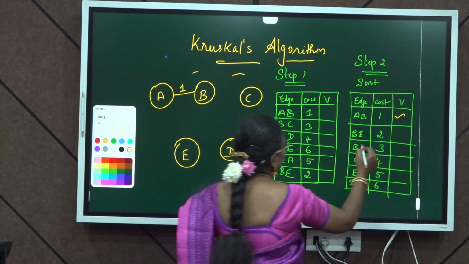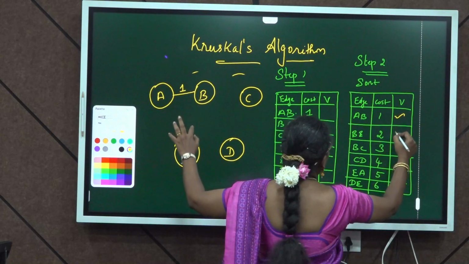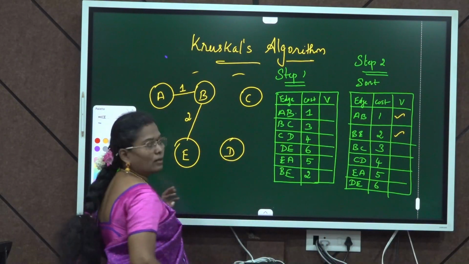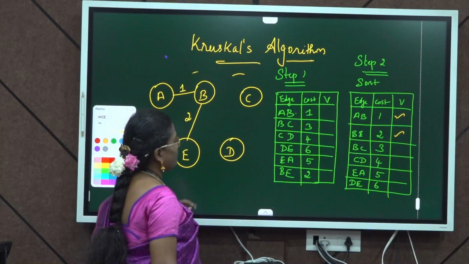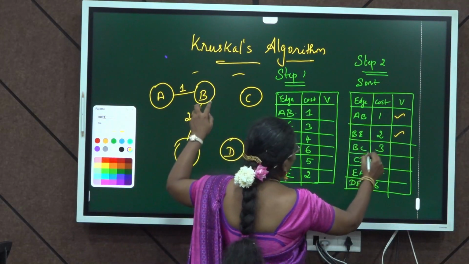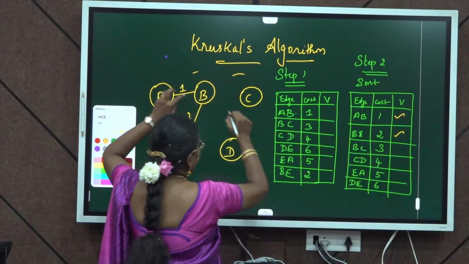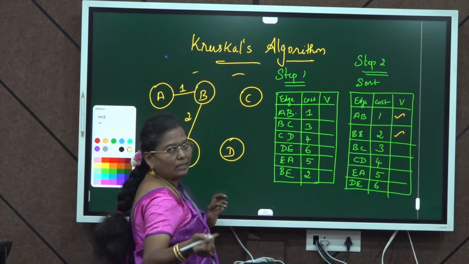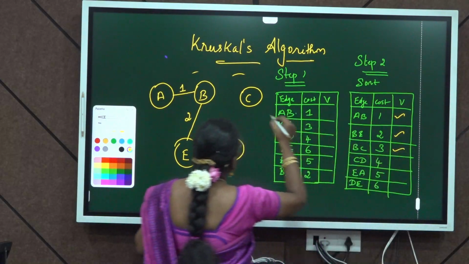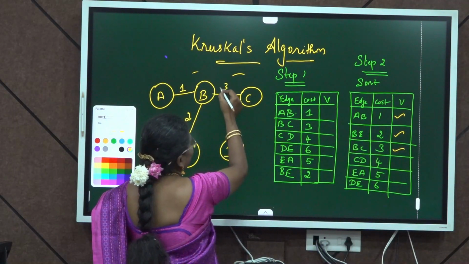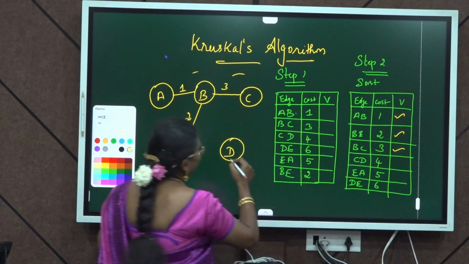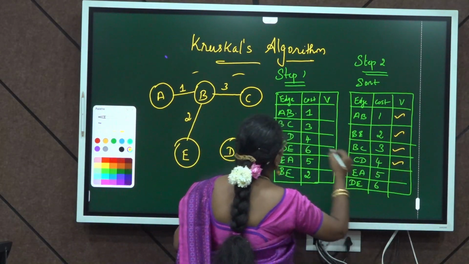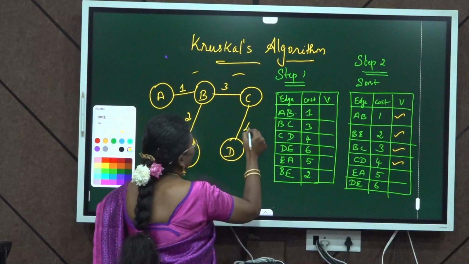Then BE. So BE, on drawing this, there will be no cycles. I can give here as 2 for BE. Then BC, which is having the cost as 3. On drawing the edge between BC, it is not going to make any cycle. So I can draw the edge between BC as 3. Then CD. On marking CD, it is not going to make any cycle. So I can go with marking CD.